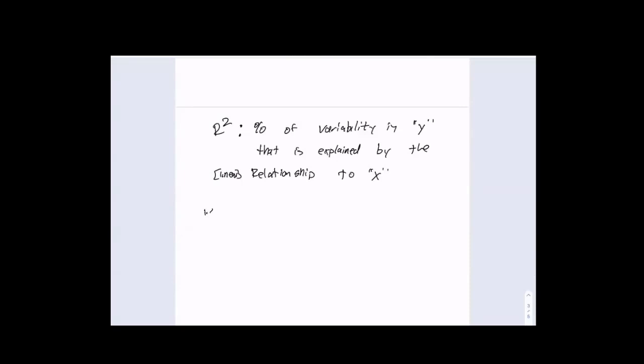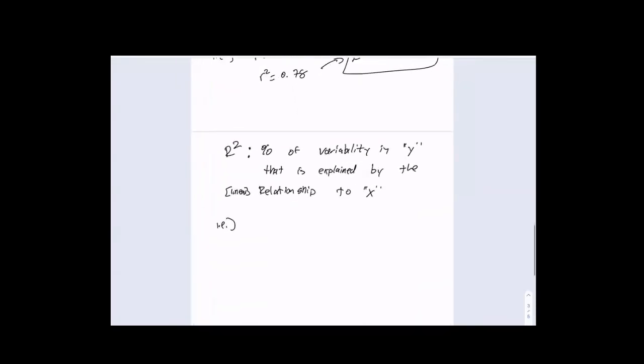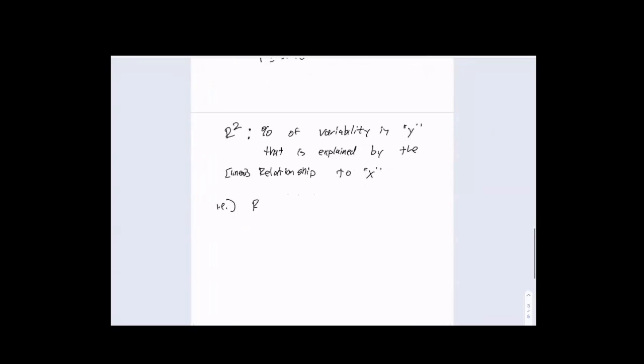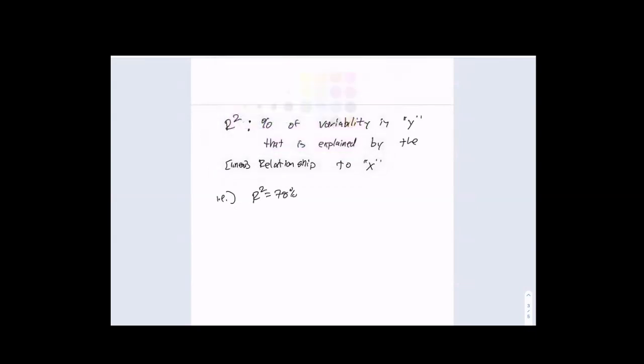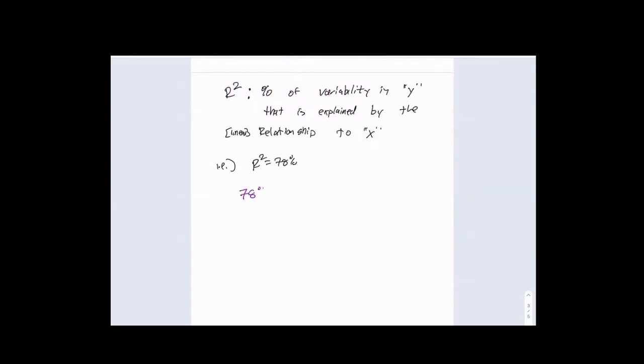So for an example, in the problem that we had up here, based on what I did, where I got r squared was 78%, this tells me that from last year's class, 78% of the variability in shoe sizes is explained by the linear relationship to height.